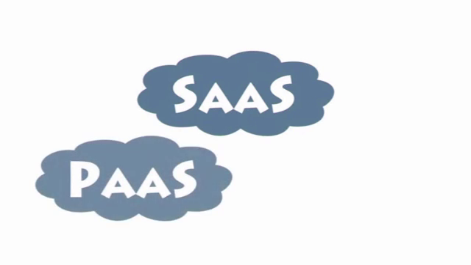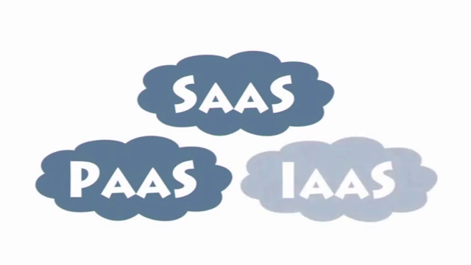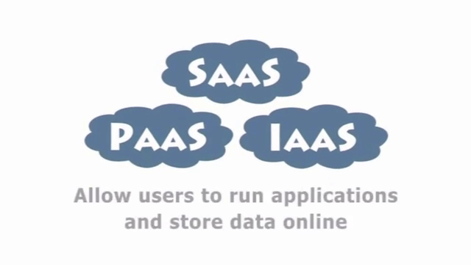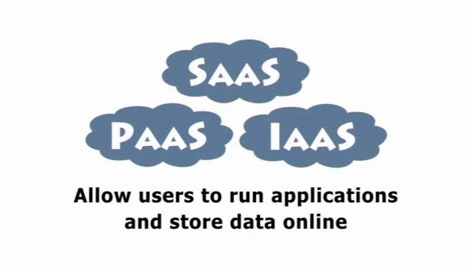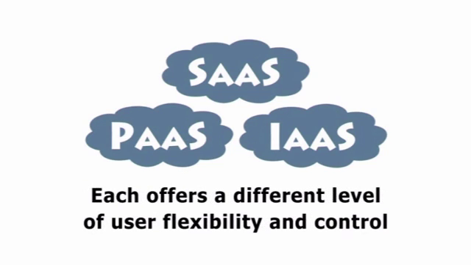The 3 building blocks of cloud computing are Software as a Service or SaaS, Platform as a Service or PaaS, and Infrastructure as a Service or IaaS. All of these allow users to run applications and store data online. However, each offers a different level of user flexibility and control.